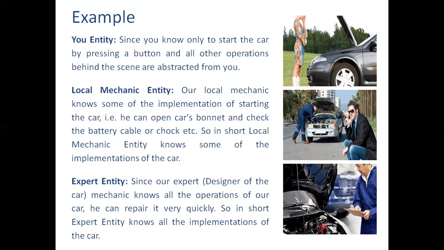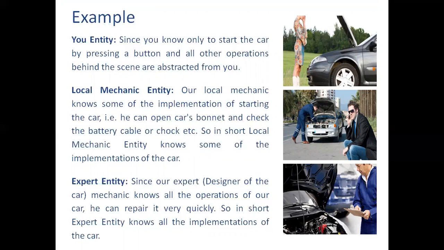Let us see in detail here. If you consider yourself as an entity, you know how to start a car by pressing a button, and you don't know how it is working internally. This is abstraction for you as an entity. If you consider a local mechanic as an entity, the local mechanic will have some knowledge of how the starting of the car is implemented. He can open the bonnet and check the battery cable or choke, etc. But he doesn't know the exact implementation of the car in detail. So it is also a sort of abstraction available with the local mechanic entity.